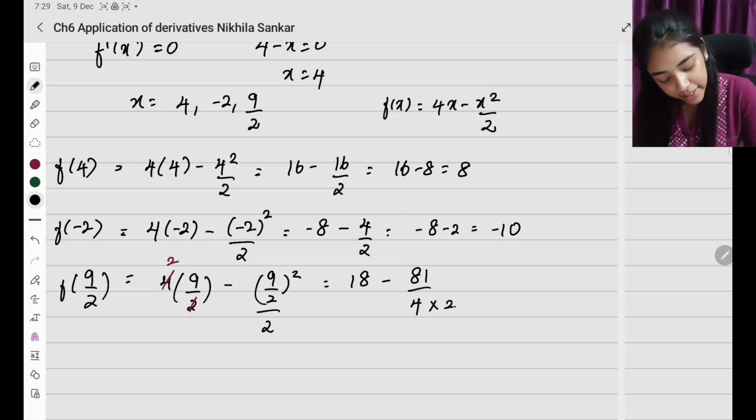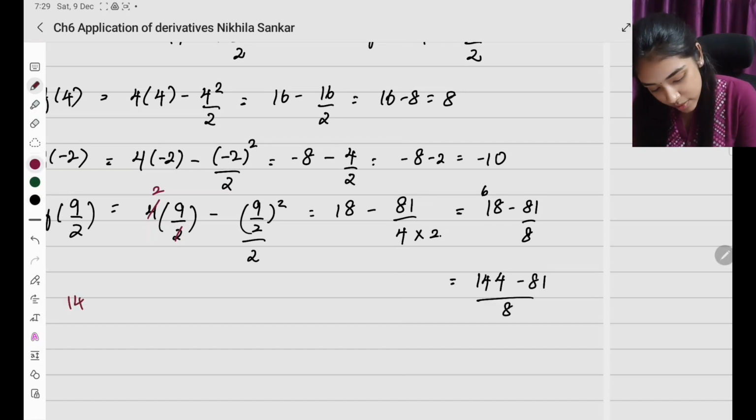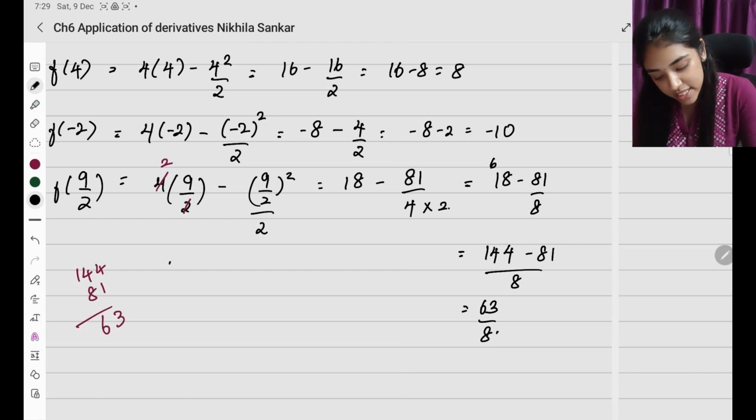So this is going to be 18 minus 81 divided by 8. Taking LCM, 8 8s are 64, 8 1s are 8, 8 2s are 16. 144 minus 81 is going to be 63. So I have 63 divided by 8. But it will be better to convert 63 divided by 8 to a decimal point.